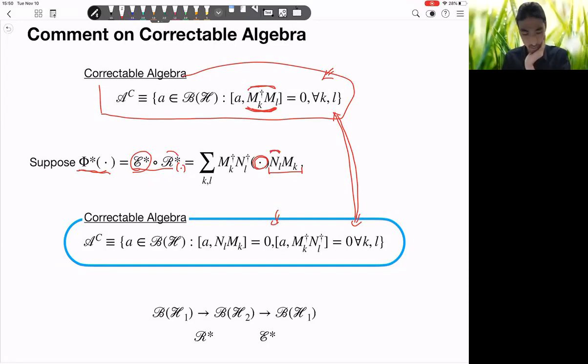Okay, so this was a good point. Because if the correctable algebra looks like this, you can take N to be M dagger or something in the first. Yes, you can take M. The M_K's and N_L's are given in the problem. But I'm saying the first definition, there is no N, but if that's true, could I take N_L to be M_L dagger and say I have some R? Yeah, I'm very confused about this slide, actually.